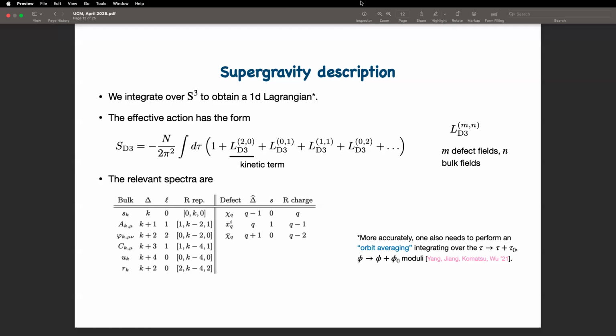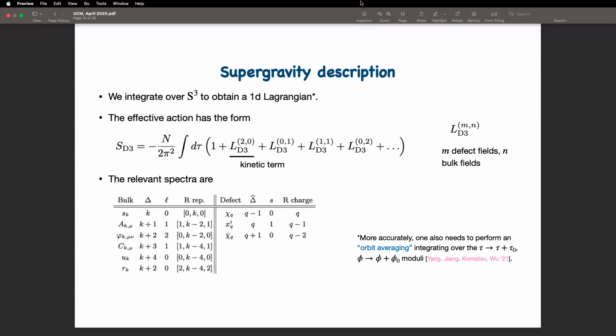If I want to be more precise, I should say that this is not a full spectrum. I'm only keeping the fields which are relevant for our computation of 2-point functions. Now, in addition to this defect fluctuation, we also have, of course, the fluctuations in the bulk AdS5. And the defect is not going to do anything to the bulk. Therefore, we have the same spectrum which people obtained in the 80s.